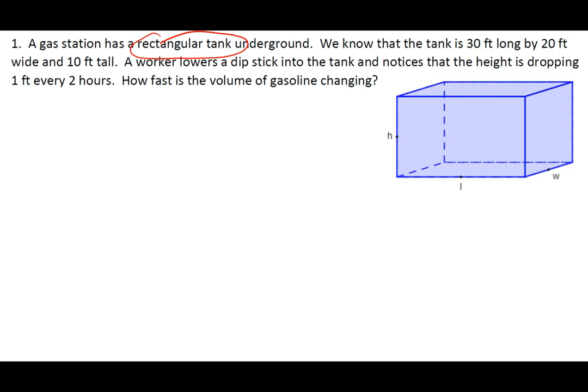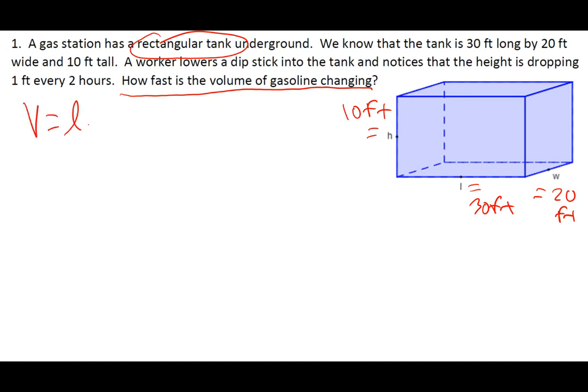I do have some information that's given to me here. I know that the tank is 30 feet long, so the length is 30 feet. I know that the width is 20 feet, and I know that the height is 10 feet. Because they're ultimately asking how fast the volume is changing, we know that this has something to do with volume. The volume of a rectangular prism is, of course, length times width times height. One of the most important things you want to ask yourself for all the problems that we're doing today is: anything constant?